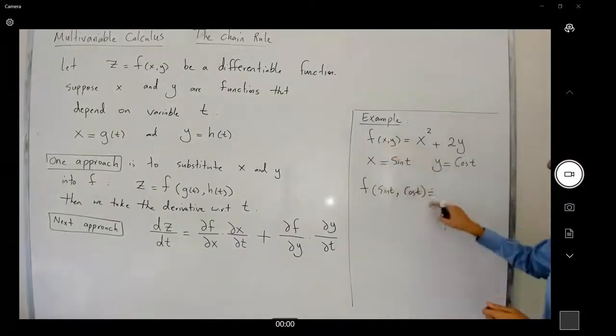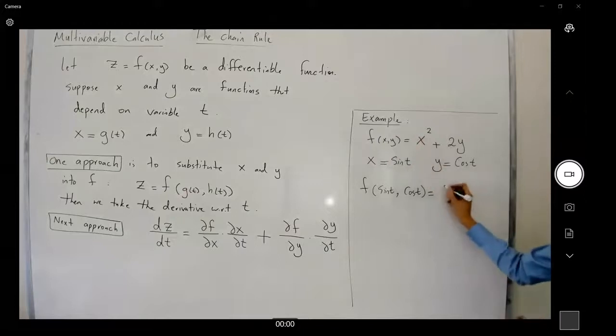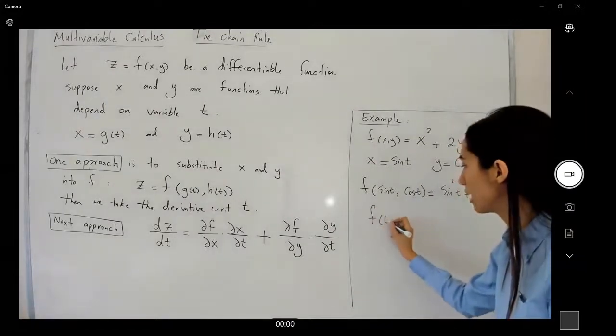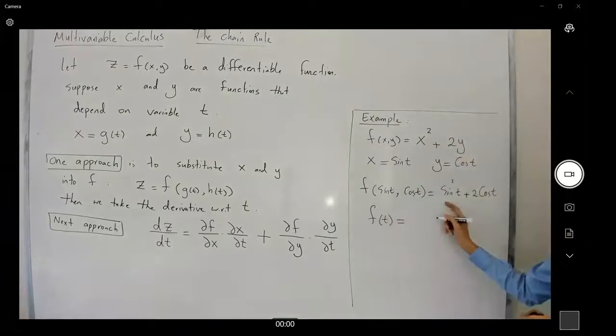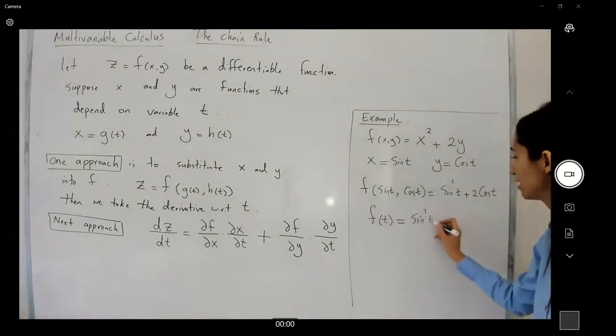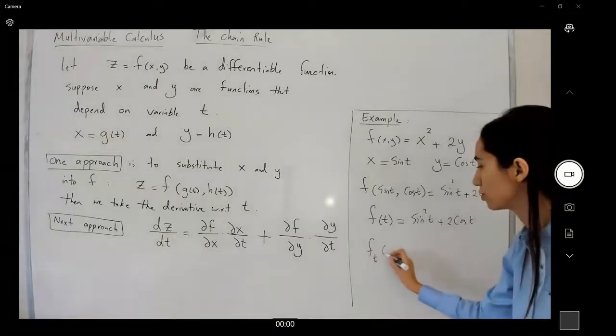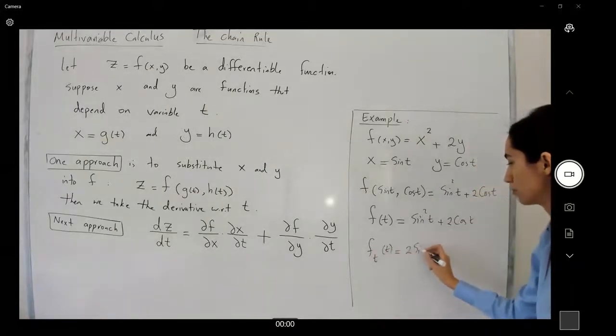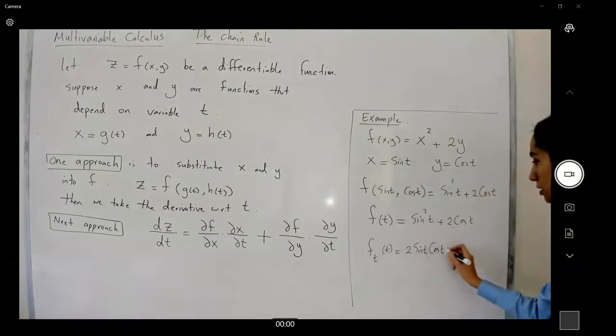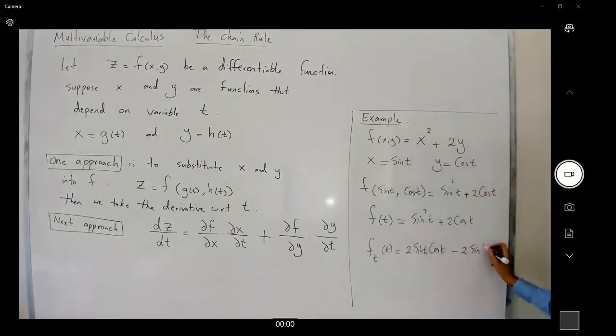One approach is to just substitute these two back into function f and get rid of these two variables, x and y. Here you get f of sine t, cosine t. I'm just substituting these two back, which is sine squared t plus 2 times cosine t. It means that I have function f defined as sine squared t plus 2 cosine t. Now just take the derivative of your function with respect to t: 2 sine t cosine t minus 2 sine t. This is the first approach. Just substitute and take the derivative.